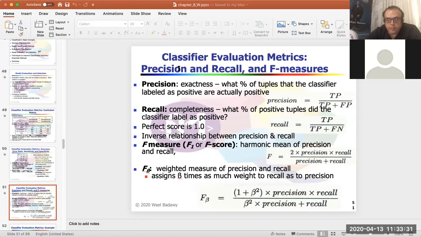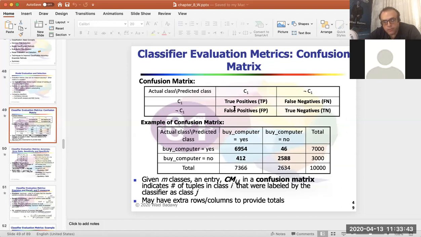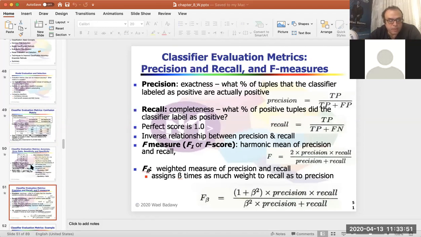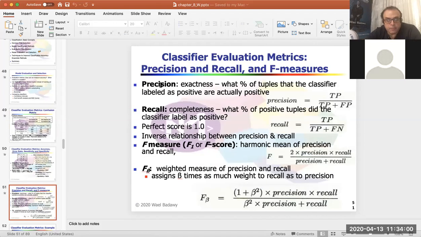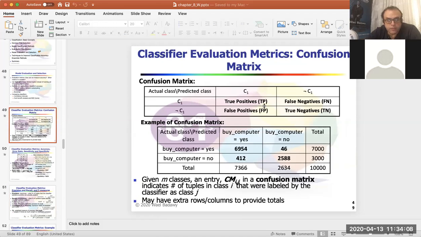You can also look at precision, recall, and F measure. Precision is exactness: how precise is your system? What they do here is look at this matrix of true positive, true negative, false positive, false negative, and try to compute some kind of accuracy and precision. So here I looked at classifier accuracy, error rate, sensitivity, and specificity. Here I will look at precision. The precision is true positive over true positive plus false positive.